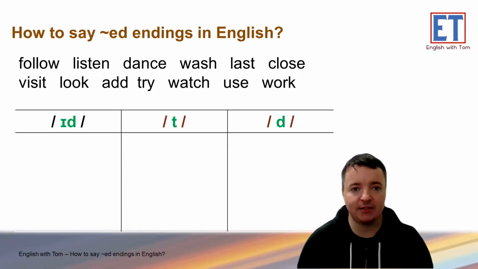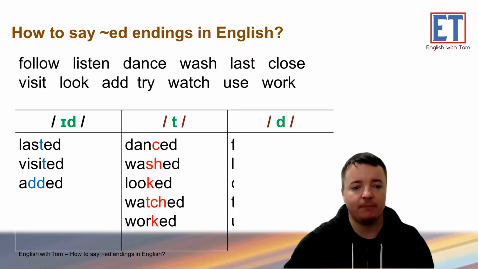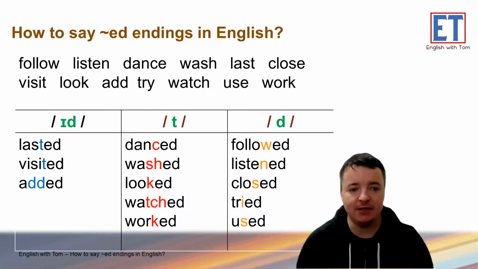Okay, let's check the answers. If you need more time, pause the video. If not, let's check. So id: lasted, visited, added. T: danced, washed, looked, watched, worked. D: followed, listened, closed, tried, used.